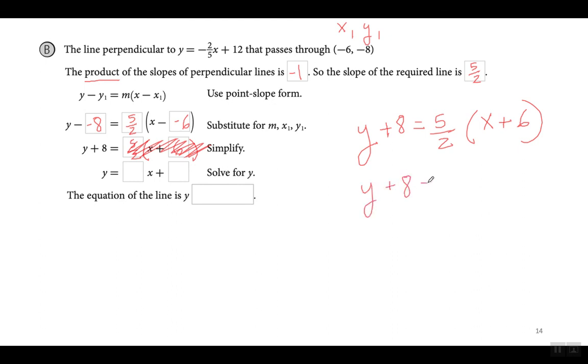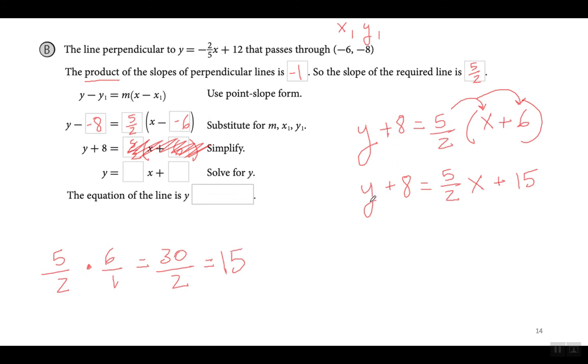Okay, so y plus 8 equals, I'm going to do the distributive property. And I'm going to get 5 over 2 x plus 5 times 6 is 30. And 30 divided by 2 is 15. For the people that still don't know how to do fractions because you didn't pay attention in middle school like you should have, 5 times 6 is 30. Low-key dissing some of you guys.